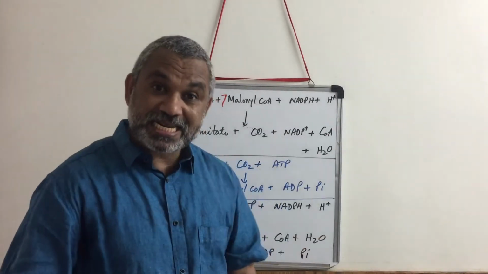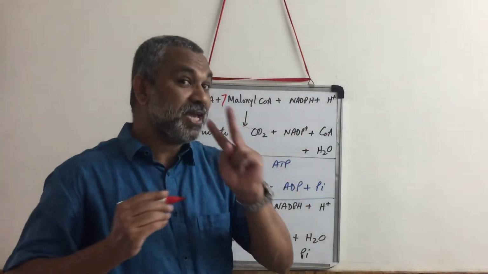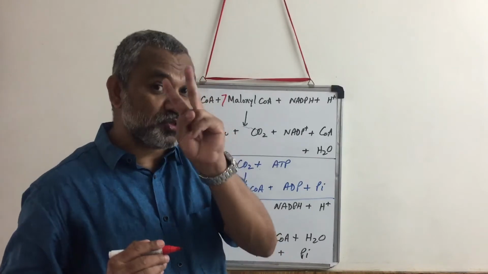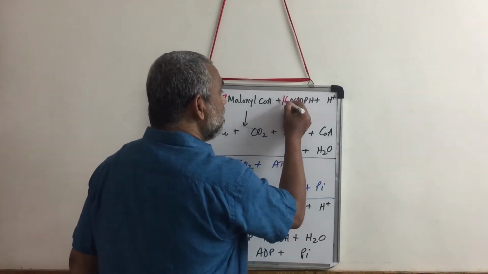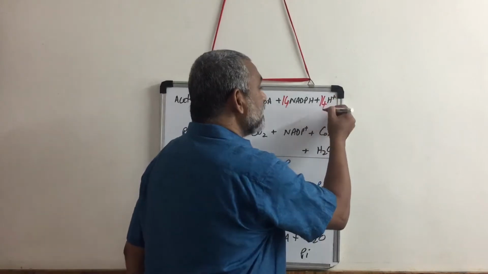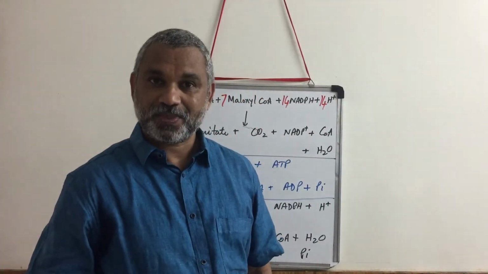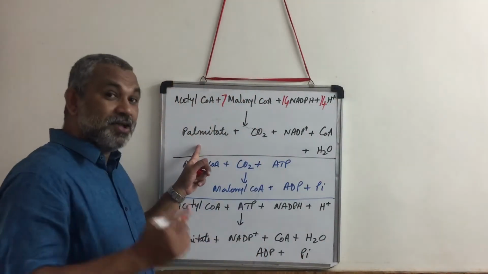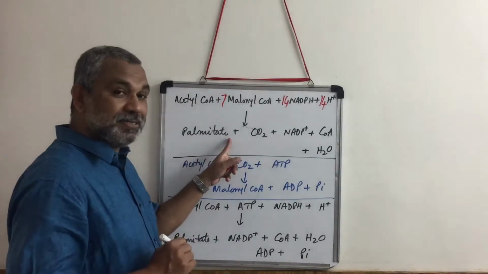Since 7 cycles are happening, in every cycle we are using 2 NADPH. So this will be 14 NADPH molecules. This is going to be 14 H plus ions. What will be the net result? We will get one palmitate.